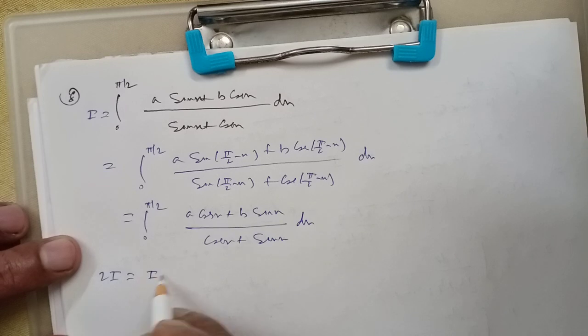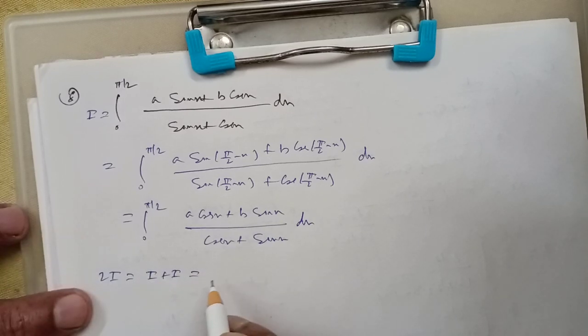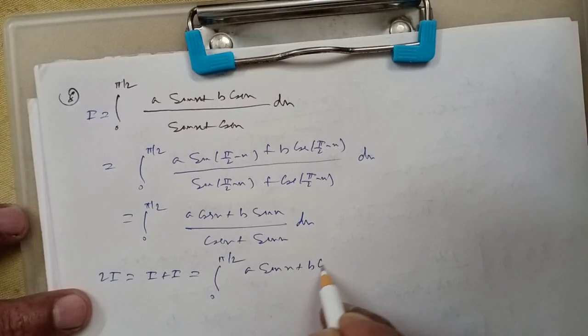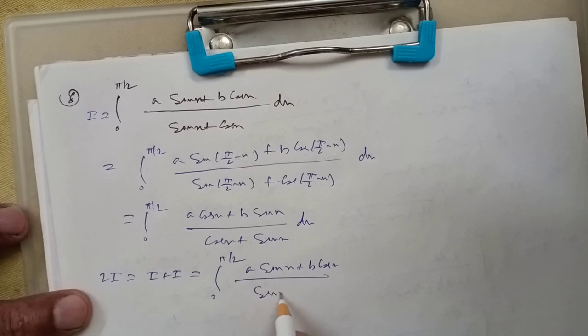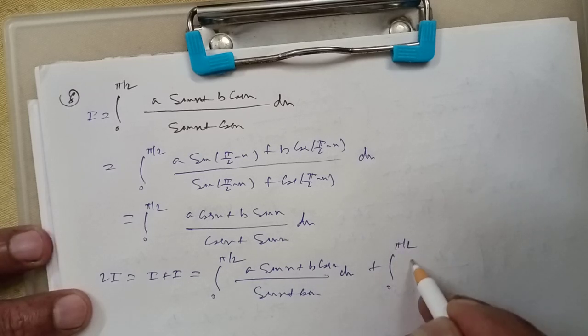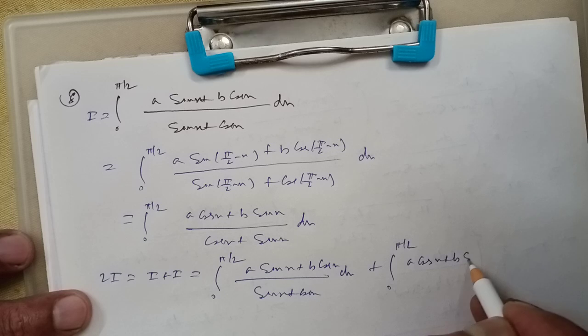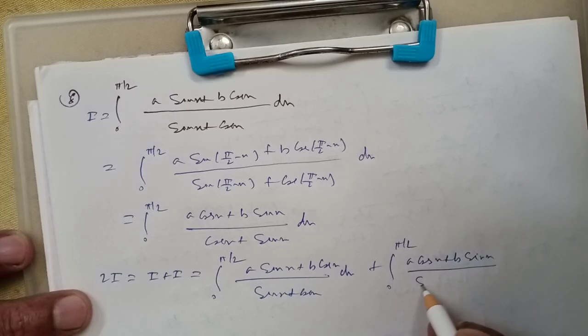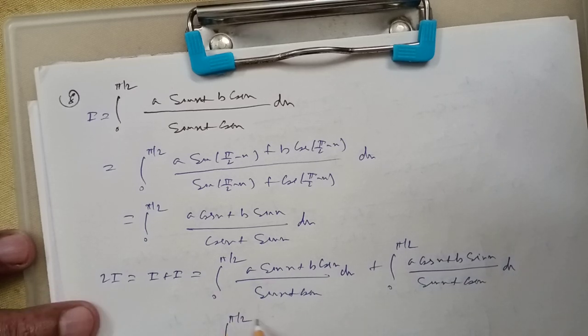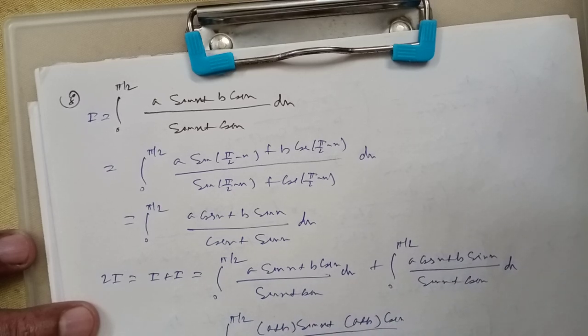2I equals I plus I. In place of I, write the initial one, 0 to pi by 2, (a sin x plus b cos x) divided by (sin x plus cos x) dx. Then 0 to pi by 2, this is (a cos x plus b sin x) divided by (sin x plus cos x) dx. Now adding them, we get 0 to pi by 2, (a plus b) sin x plus (a plus b) cos x, whole divided by sin x plus cos x dx.